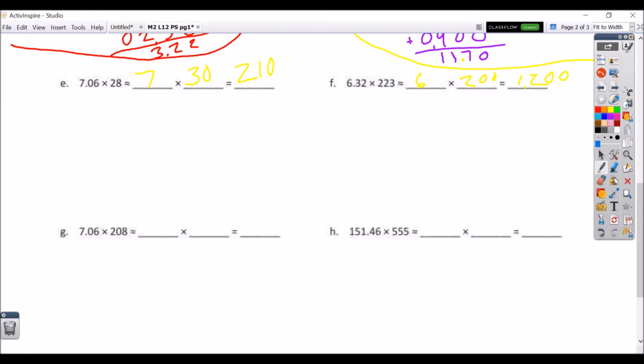On G, 7.06 is close to 7. 208 is close to 200. Our answer should be reasonably around 1,400.